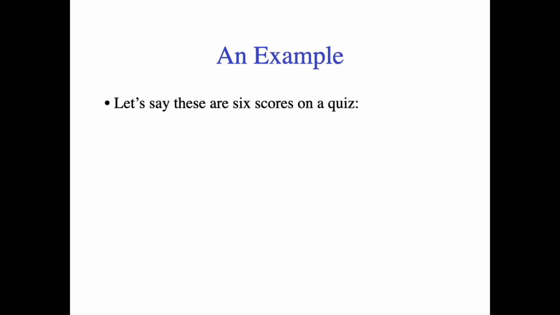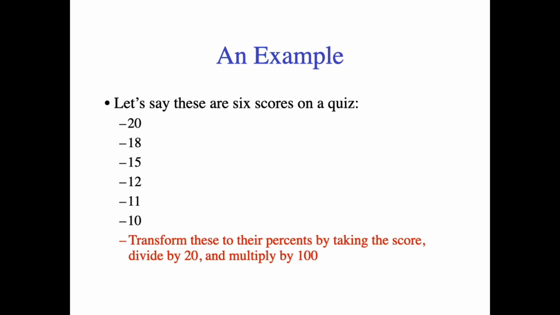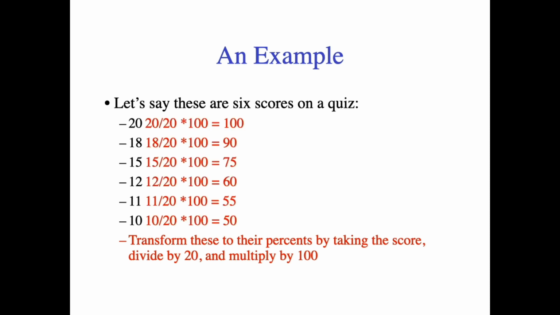Let's say there are 6 scores on a quiz, and the raw scores are 20, 18, 15, 12, 11, and 10. And what we want to do is take those scores and change them to percentages. So we're going to transform them by taking the score and dividing by 20, because the possible number you could get on this quiz was 20. And then you multiply that by 100, and you should get the percent. So like I could take 20 divided by 20, multiply by 100, and a person would end up with 100%. 18 out of 20 times 100 is 90, and so on.